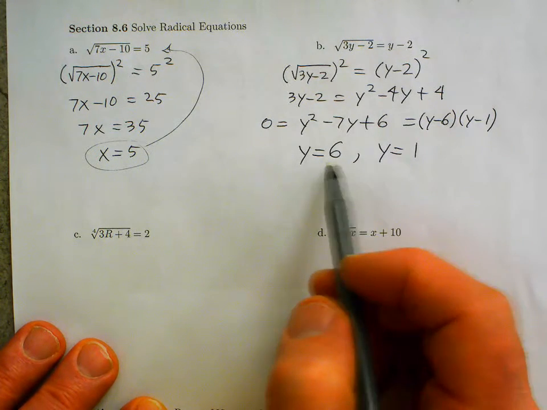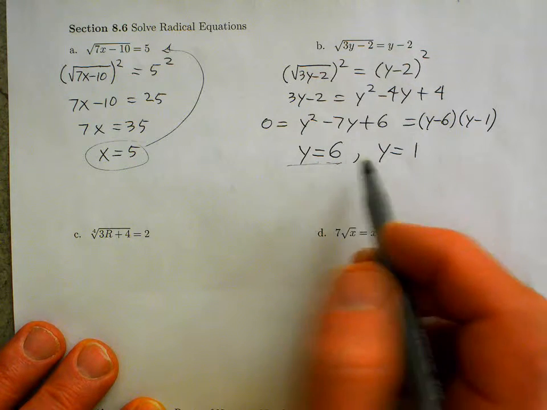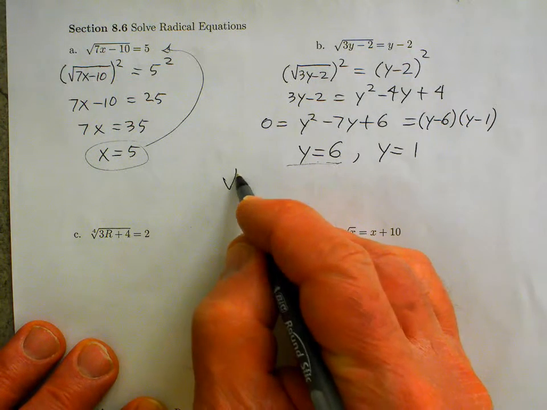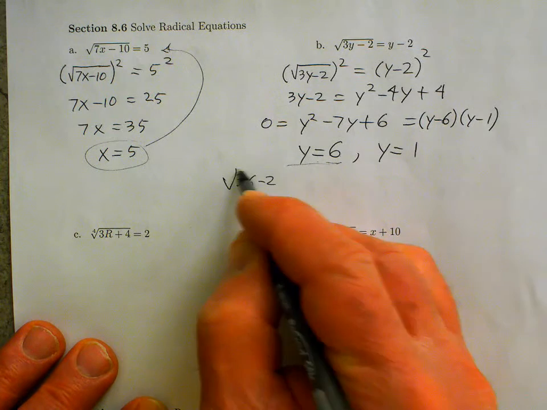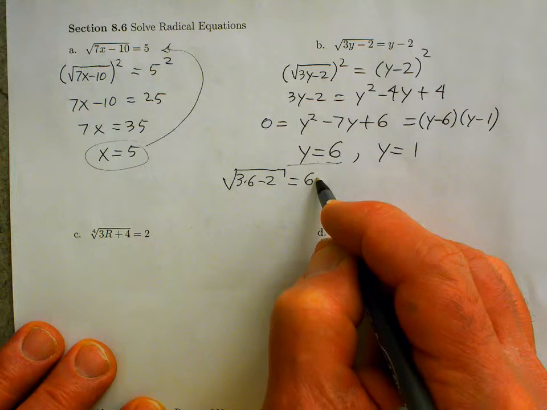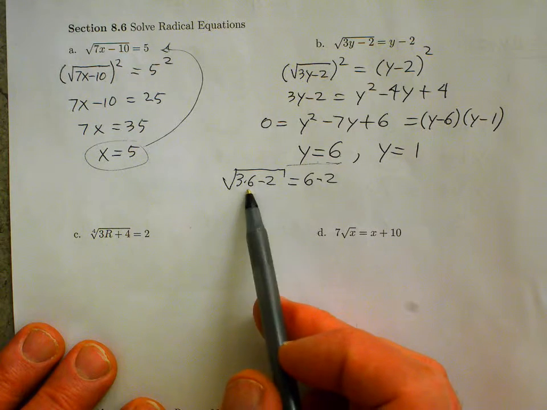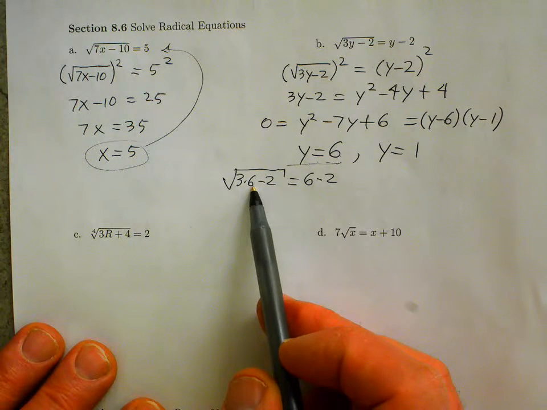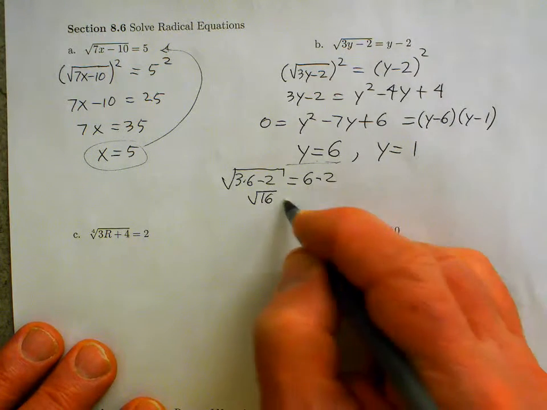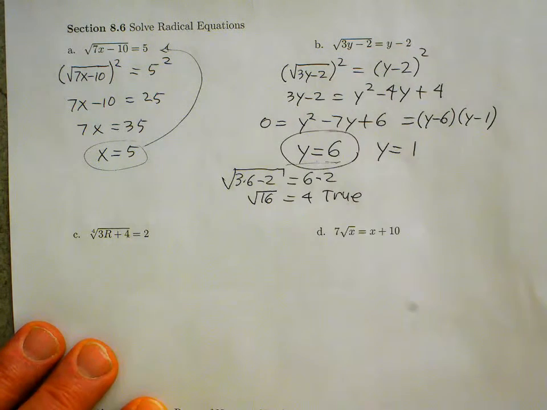Okay, but let's test those. Test y equals 6. Replace every y in the original equation with 6. So we get the square root of 3 times 6 minus 2, and we set that equal to 6 minus 2. 3 times 6 is 18. 18 minus 2 is 16, and the positive square root of 16 equals 4 is true. So y equals 6 is a solution.